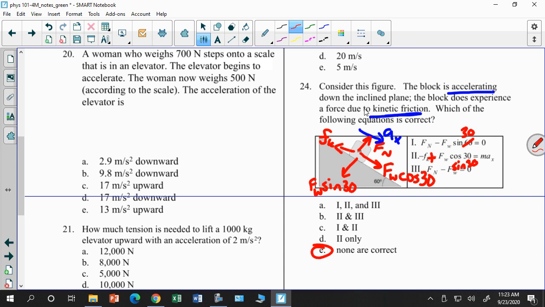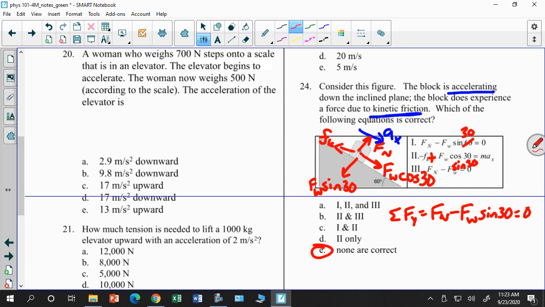I recommend that you draw all of your resolved vectors, and then once you do that, if you want to take the extra step, you can actually write out the sum of the forces. In the y, that would be Fn minus Fw sine 30.